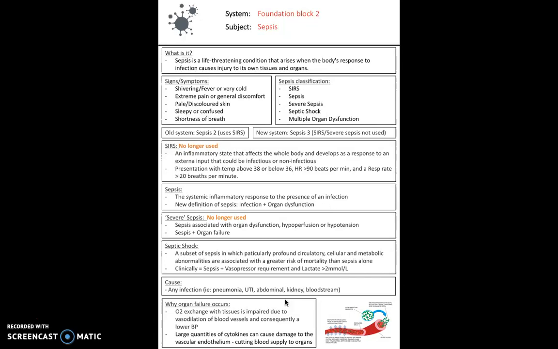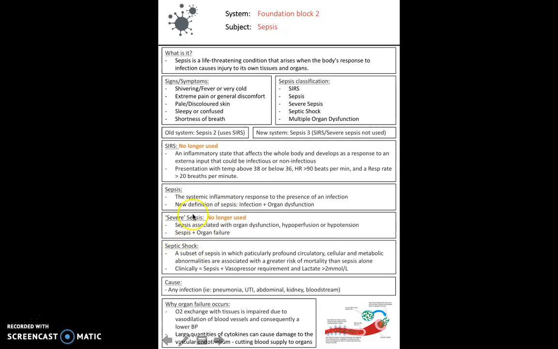Now the old classification was sepsis 2, which allowed us to use SIRS and severe sepsis as ways of measuring how progressed the septicemia was. However, now we don't use those in the new system, sepsis 3, we no longer use SIRS and severe sepsis, but it's still good to be aware of what they are. Now SIRS is an inflammatory condition that affects the whole body, and you're said to have SIRS if you present with 2 of the following: temperature above 38 or below 36 degrees, heart rate above 90, and a respiratory rate over 20 breaths per minute.